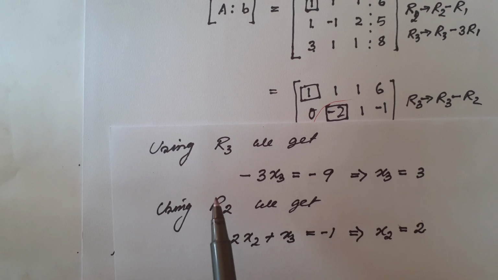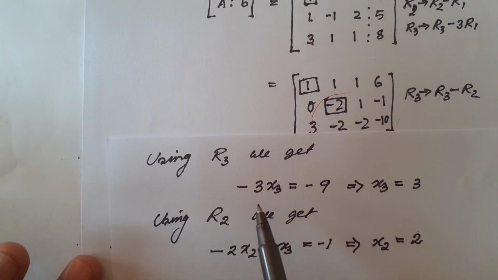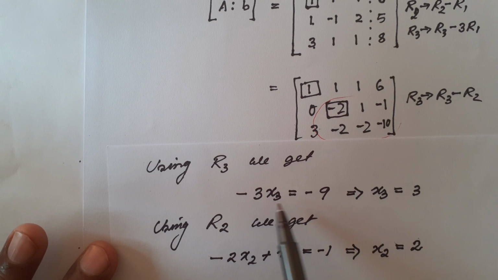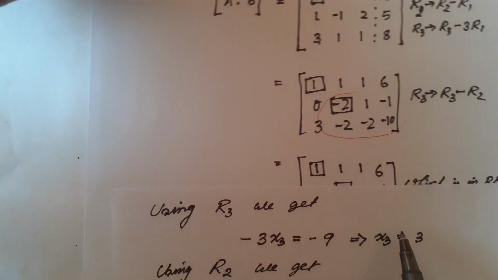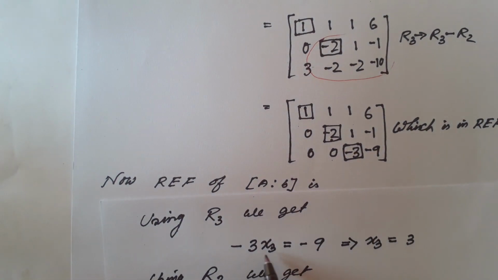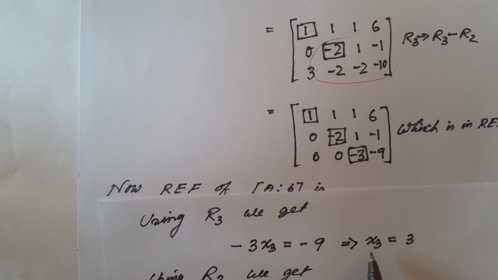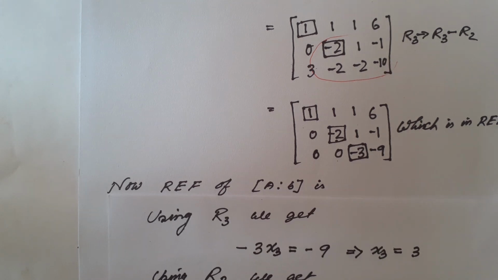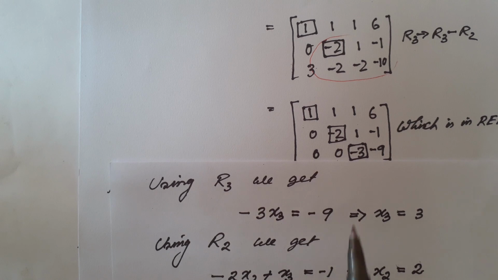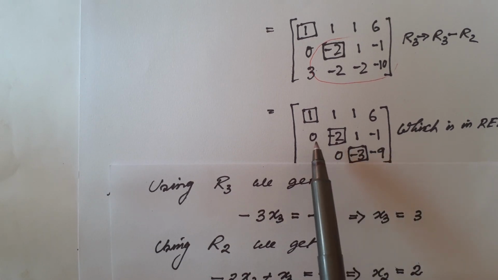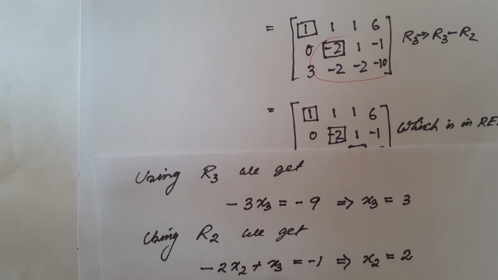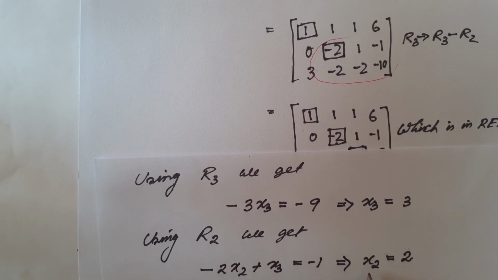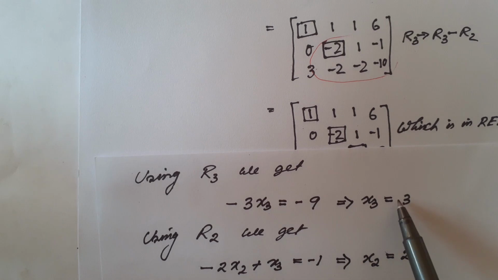Again I'm explaining. Using R3 you get minus 3x3 equal to minus 9, and this implies x3 is equal to 3. Then using the second row, which is 0, minus 2, 1, minus 1, coefficient of x1 is 0, so it is minus 2x2 plus x3 equal to minus 1. That gives you x2 equal to 2, because x3 we have already evaluated.